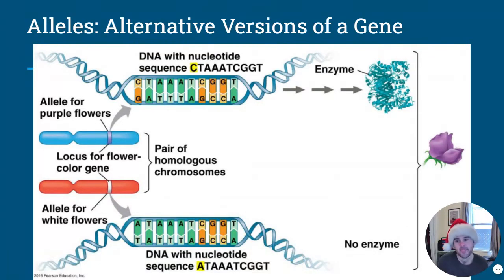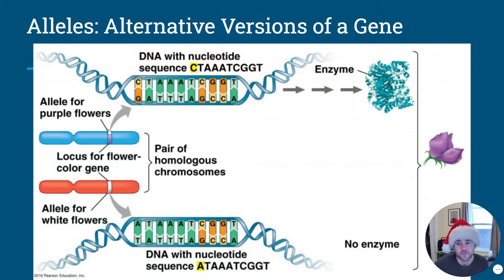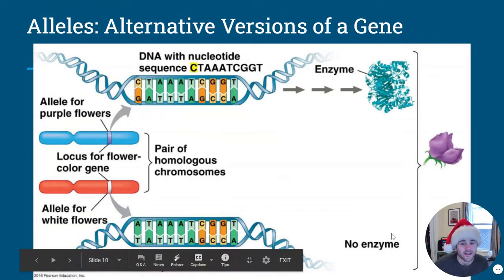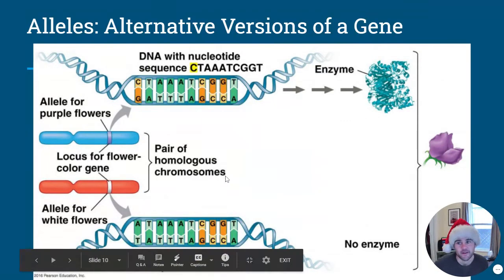And so this is how you can see how this actually plays out in reality. If I have two alleles for purple flowers, I'm making a lot of enzyme. I'm going to be very purple. If I have two alleles for white, I'm making no enzyme, and I'm going to have white flowers. If I have purple and white, I still have some enzyme. I may not have as much, but I'm still making purple pigment, and that's going to overwhelm the white petals.